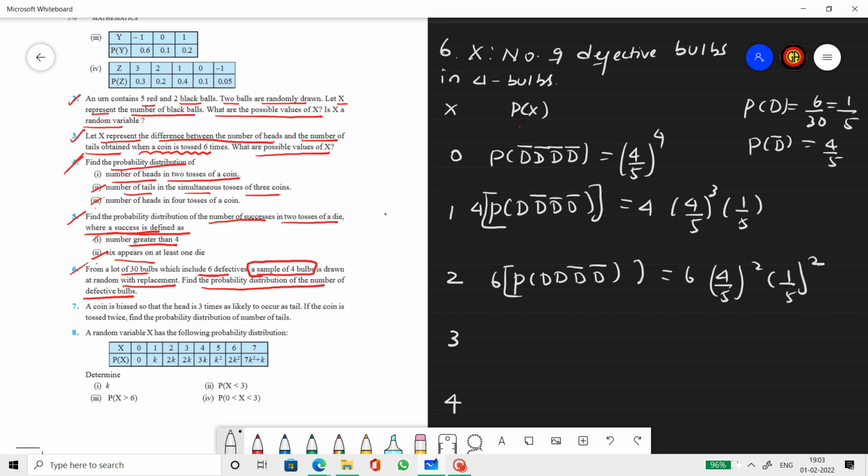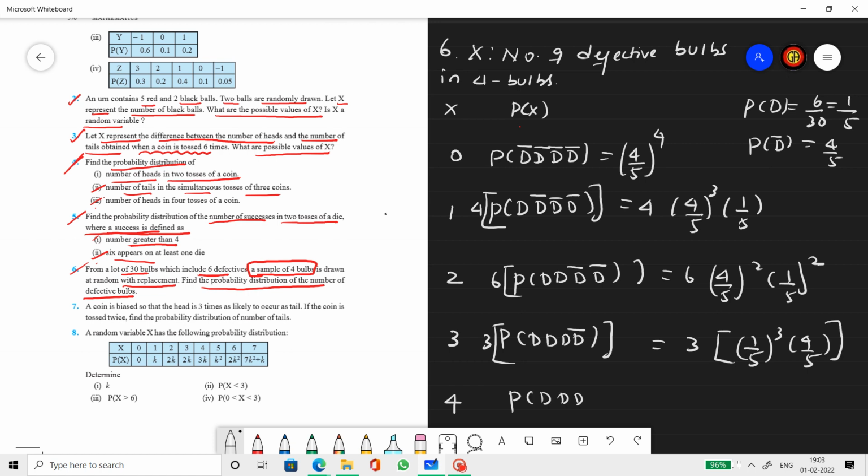Then X equal to 3, which means 3 defective and 1 non-defective. So this will have 4 cases, which is 4 times 1 by 5 the whole cube into 4 by 5. Last one, all are defective. So that is 1 by 5 to the power of 4.